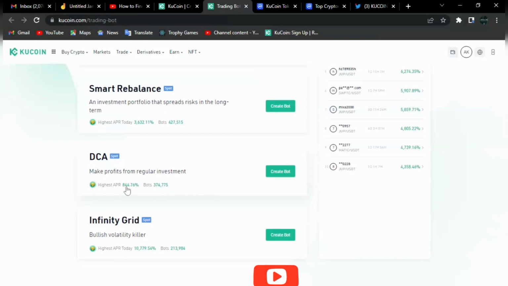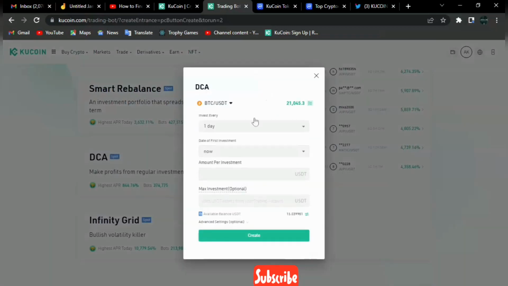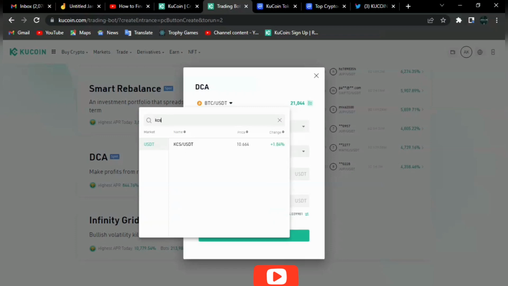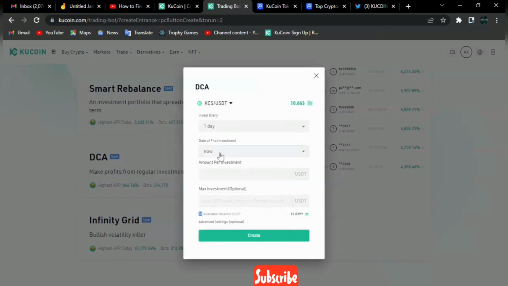The highest APR is currently about 844%. Bots created so far are about 374,775. Now all you need to do is click on create bot. Once you click on create bot, you'll choose the asset you want to use, and make sure you have funds in your account. Let's say we want to go with KCS, since we're currently using KCS, although we've started one already, maybe we're going to check and look for another price. You could decide to kickstart your investment now, or do it whichever time you prefer.